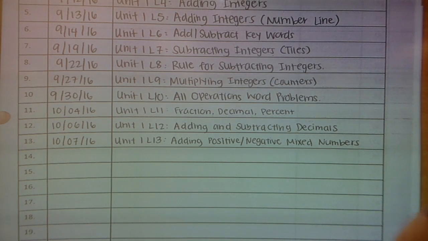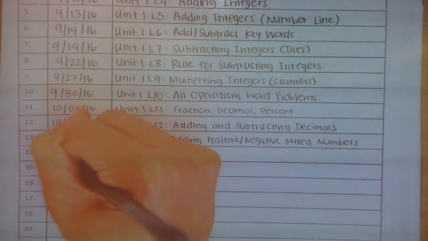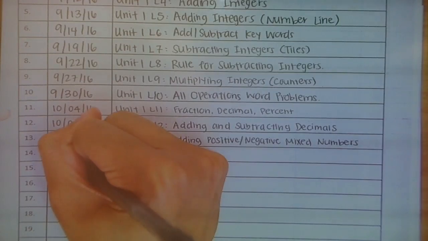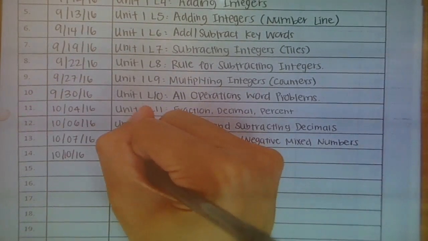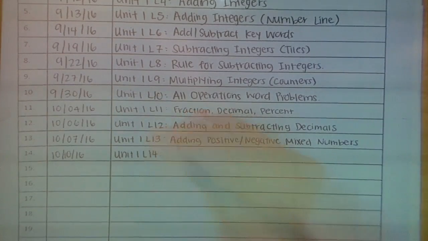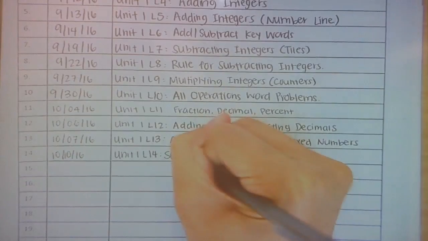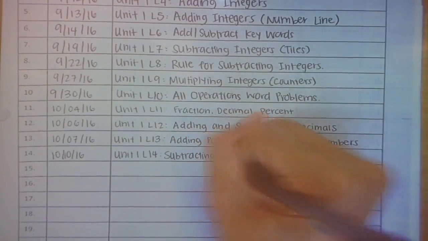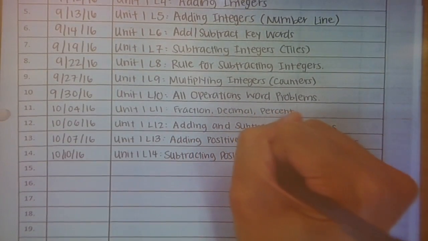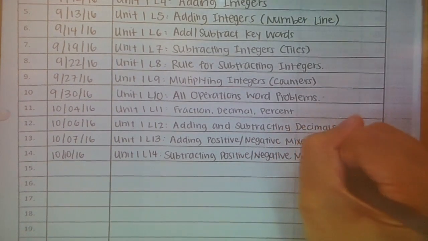Right, our lesson for today is going to build on what we learned yesterday, which was adding positive and negative mixed numbers. Now we are going to do subtracting. Subtracting positive and negative mixed numbers. So this is Unit 1, Lesson 14. We're subtracting positive and negative mixed numbers.